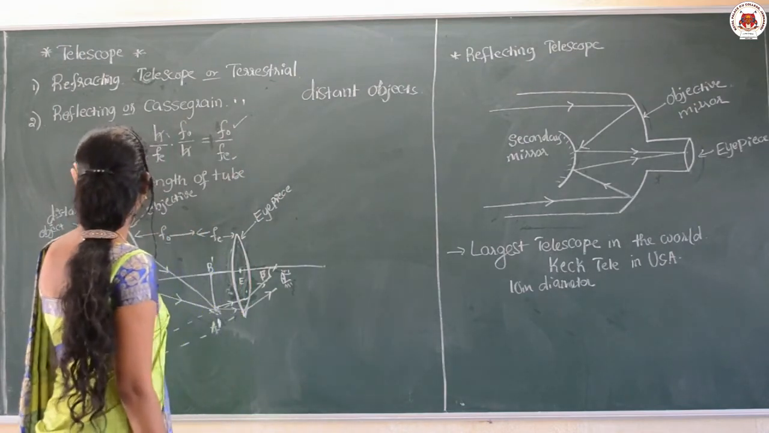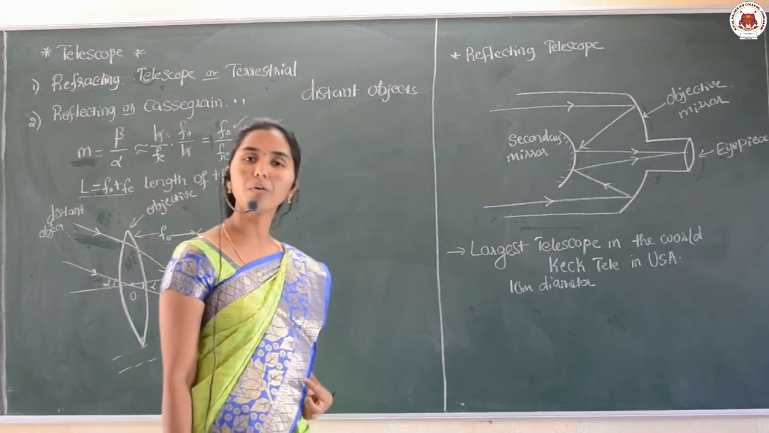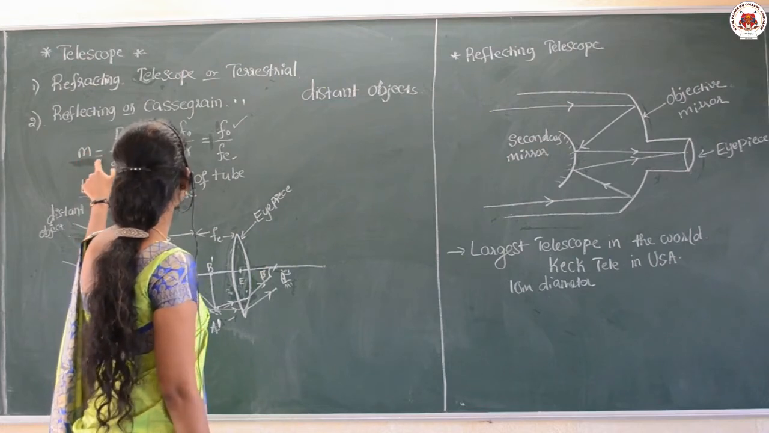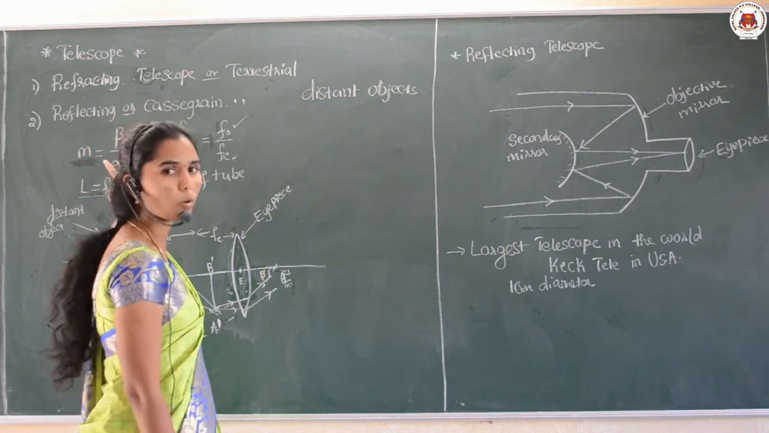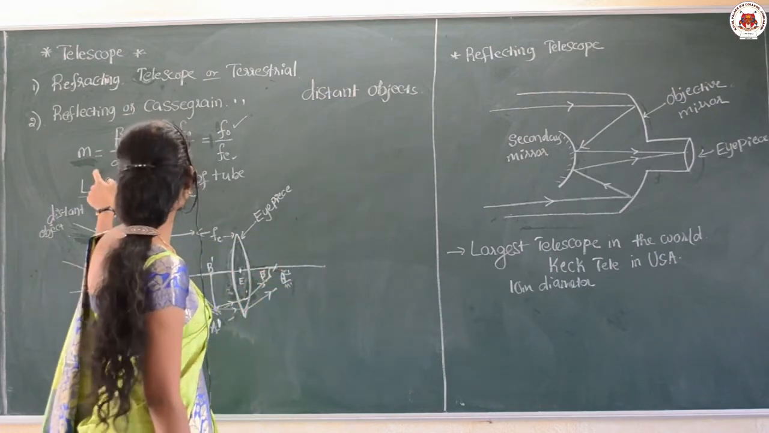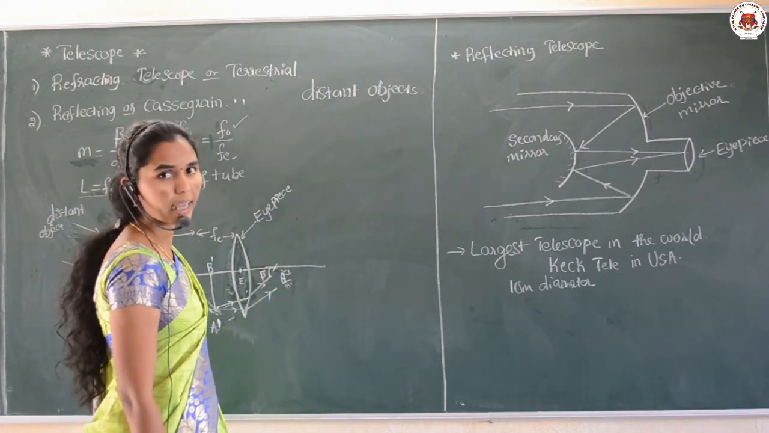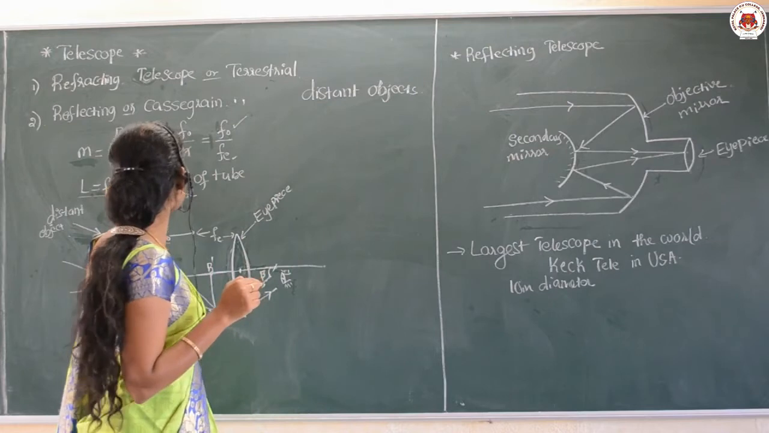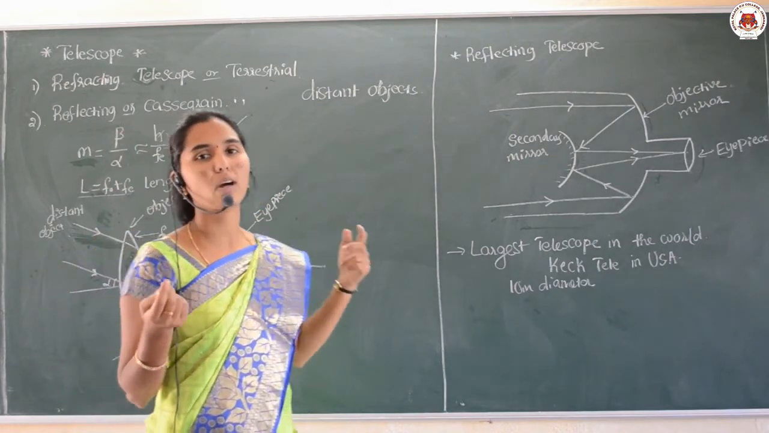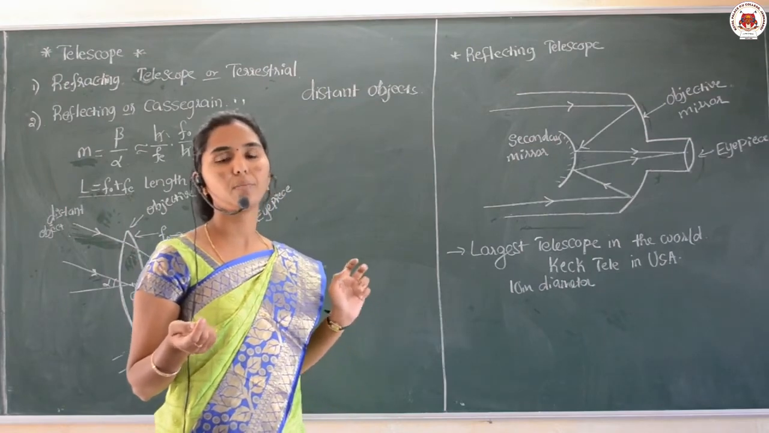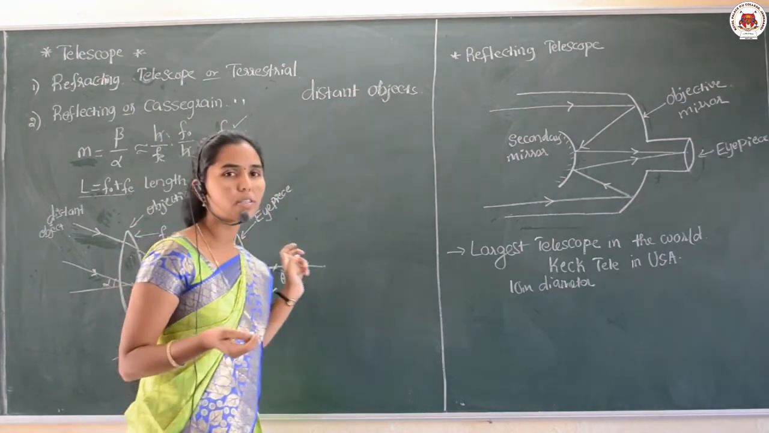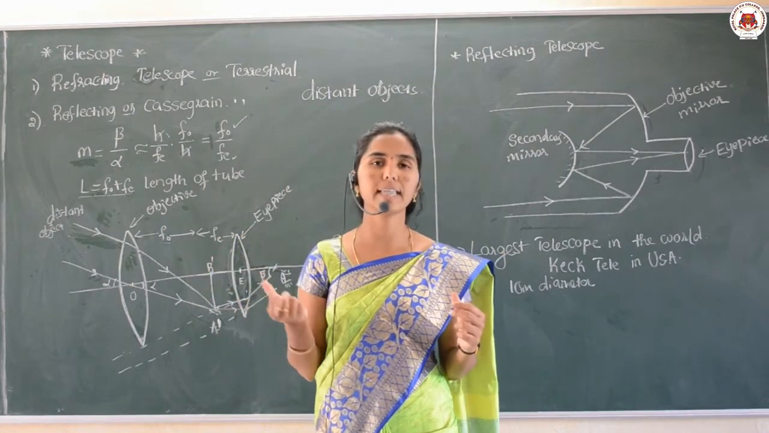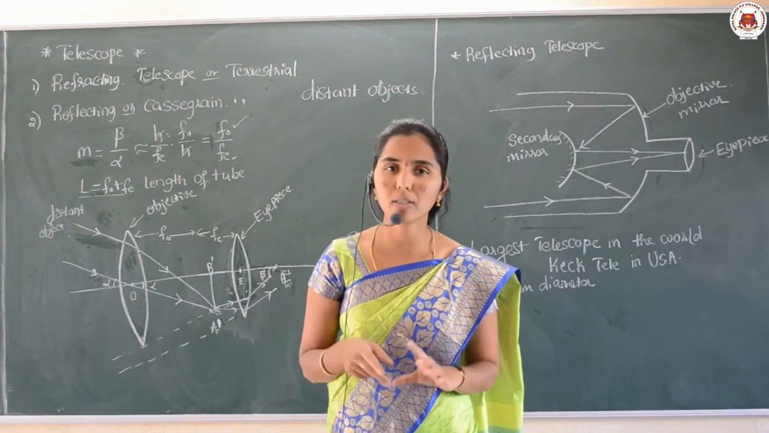So if you want to define the magnifying power, how do you define that? Here only we have the formula. The magnifying power of the refracting telescope is equal to the ratio of the angle subtended at the eye by the image to the angle subtended at the eye by the object at infinity. Yes, so this is how the working of the refracting telescope takes place. I hope you understood, dear student.